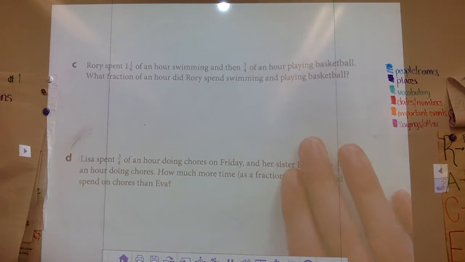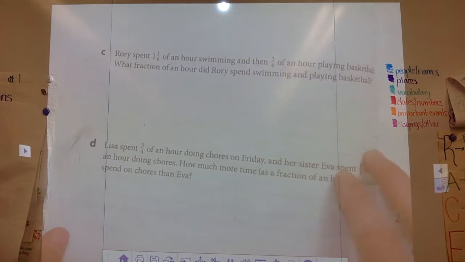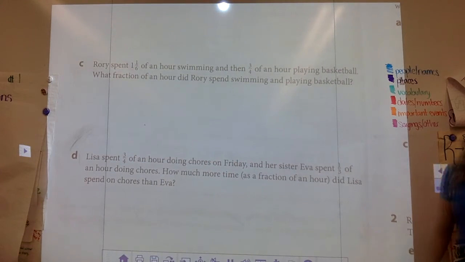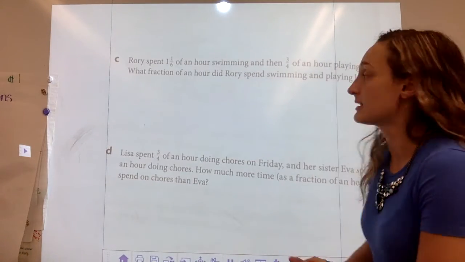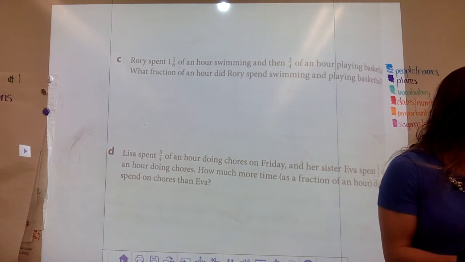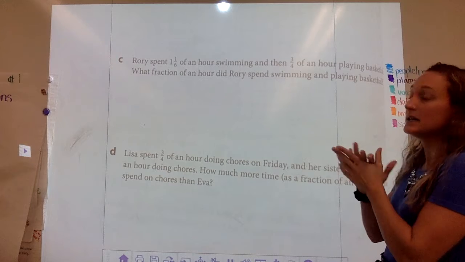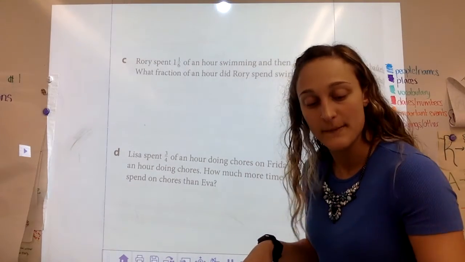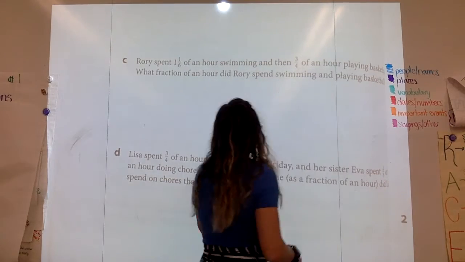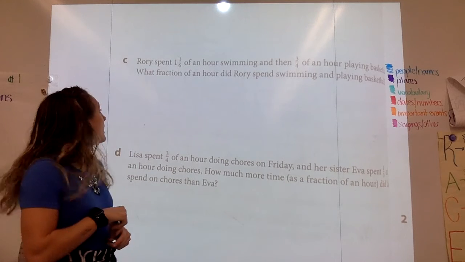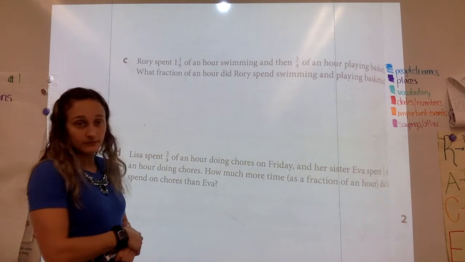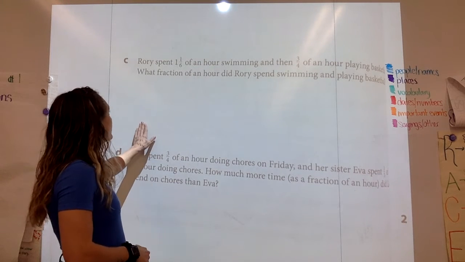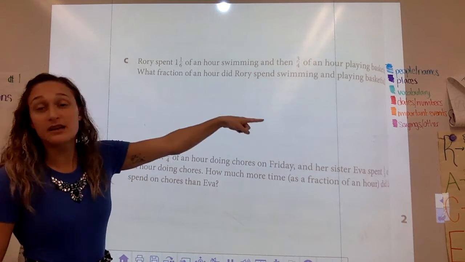And we're going to do C on the next page because I see a mixed number. So that usually means, as I've been telling you, that you need to turn it into an improper fraction before you can do any of it. Okay? And so, let me write my problem on the board. After I read it, Rory spent 1 1/6 of an hour swimming, and then spent 3/4 of an hour playing basketball. What fraction of an hour did Rory spend swimming and playing basketball?